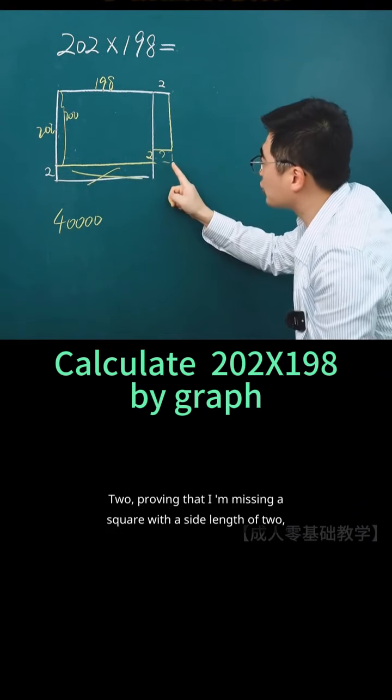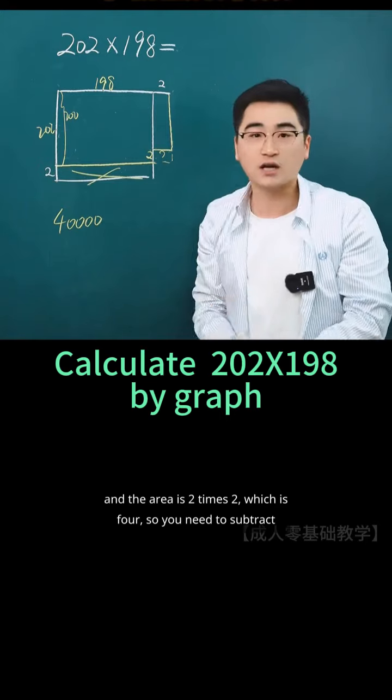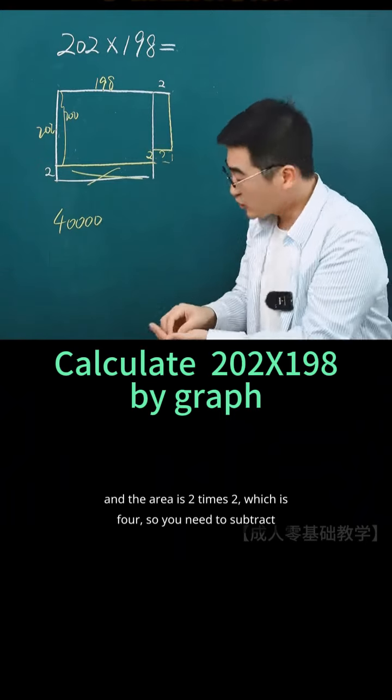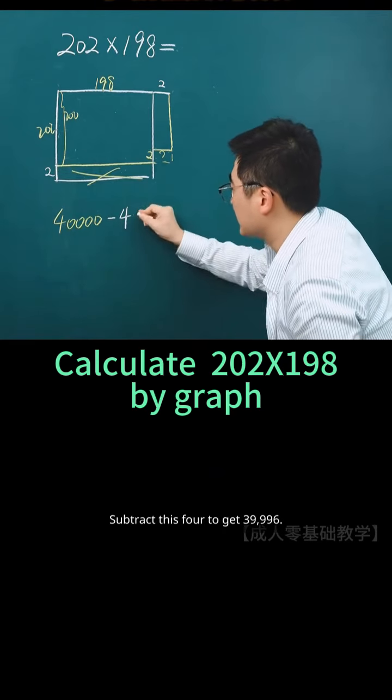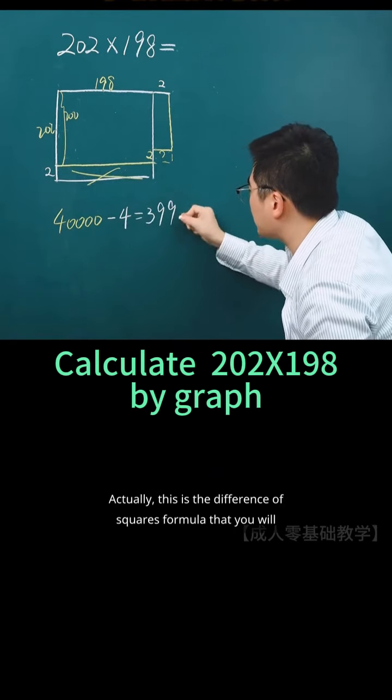2, proving that I'm missing a square with a side length of 2, and the area is 2 times 2, which is 4. So you need to subtract this extra calculated part. Subtract this 4 to get 39,196.